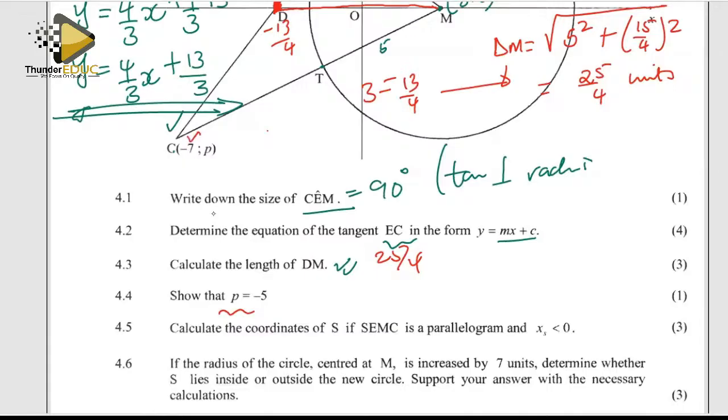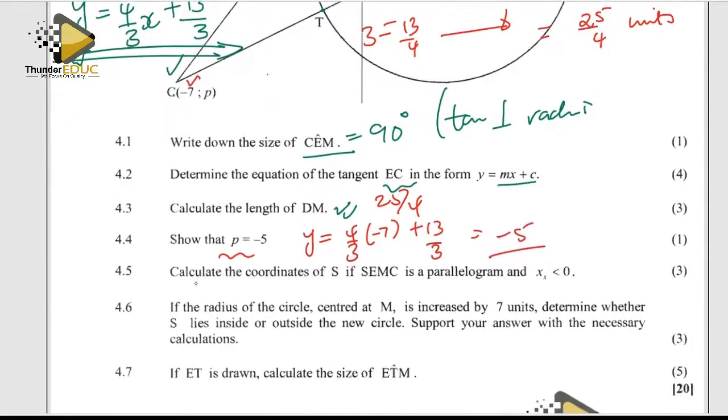And we already have the X value. So let's replace the X with negative 7 and see. So 4 over 3 times negative 7 plus 13 over 3. When I punch that into the calculator, that's negative 28 over 3, plus 13 over 3. So perfect, it comes out as negative 1.